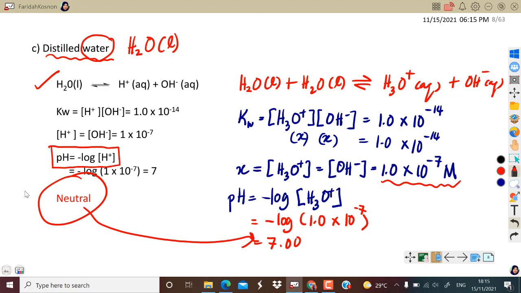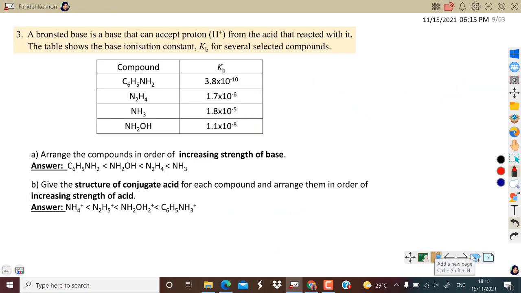Alright. Okay. The last question. A Bronsted base is a base that can accept proton H plus from the acid that reacted with it. The table below shows the base ionization constant Kb for several selected compound. Jadi, yang diberikan dalam table ini adalah semua ini, kalau ada nilai Kb tu, ini menunjukkan weak base. Semua ni adalah weak base. Jadi, setiap weak base ada nilai Kb masing-masing.